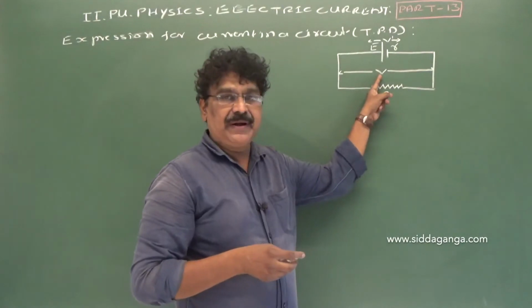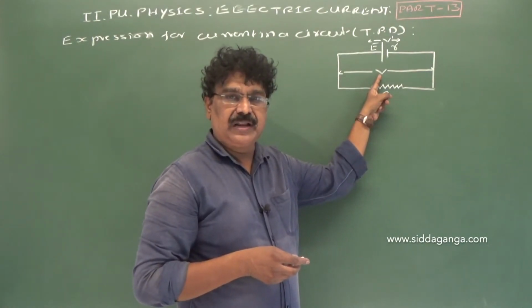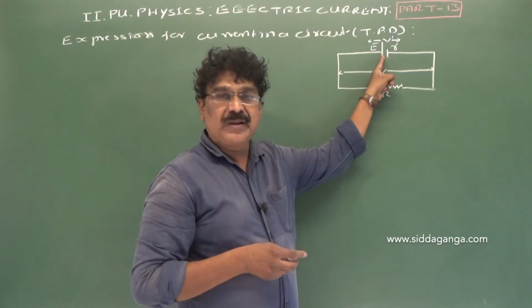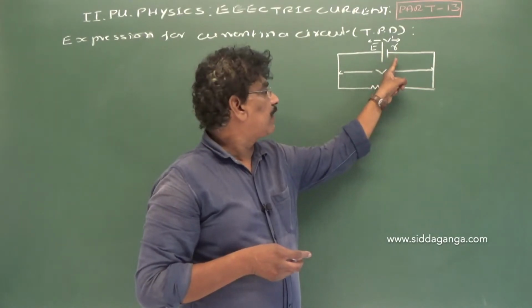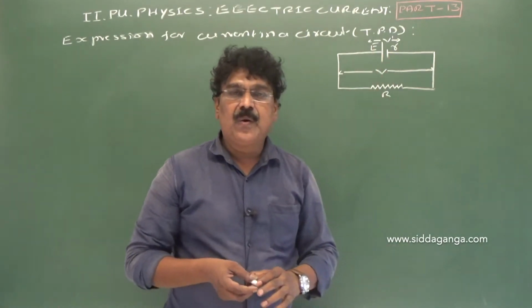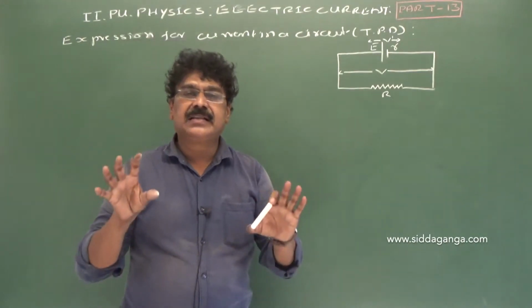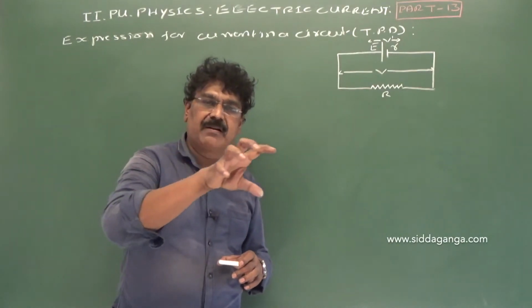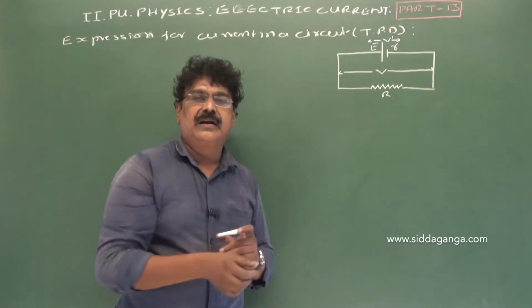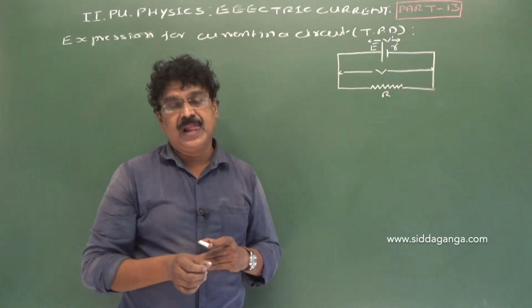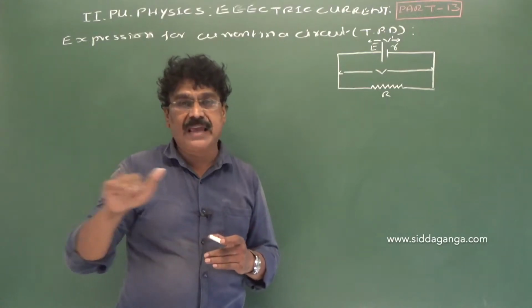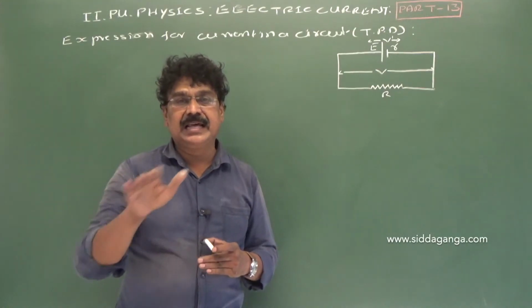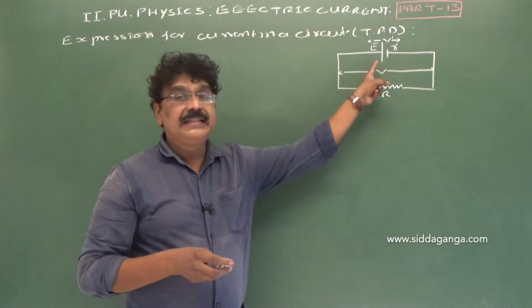Here V, capital V, represents the terminal potential difference across the external resistance, and V dash represents the potential difference across the internal resistance. What is resistance? Resistance of a conductor or a cell, internal resistance, is the opposition offered by the cell or conductor for the flow of current through it. In order to maintain the current or drive the charge, work has to be done or energy has to be spent. That energy is spent by this cell.